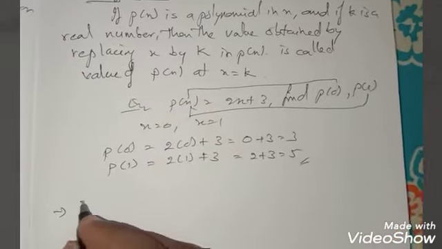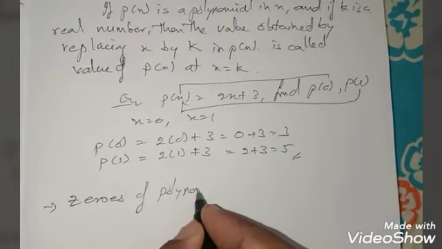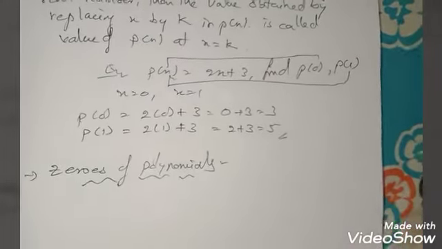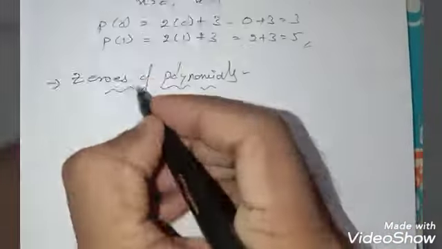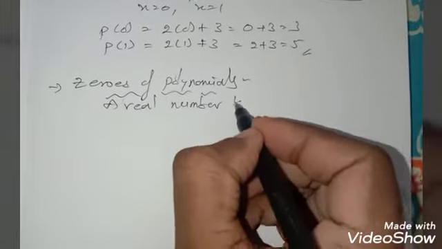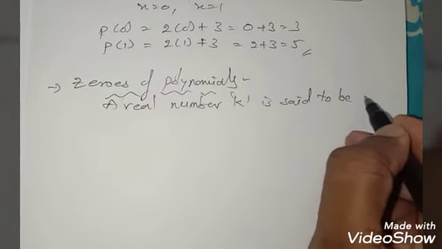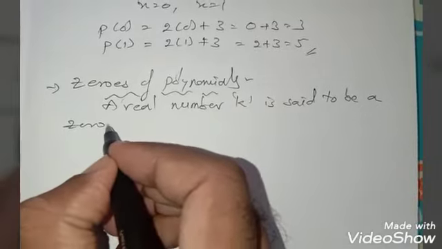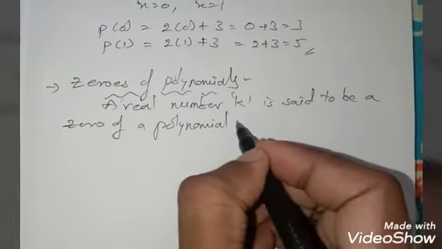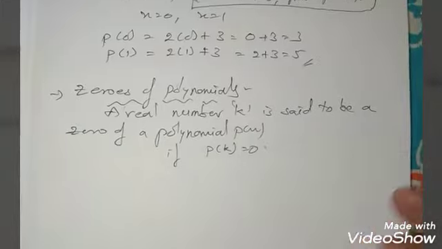So the next topic is zero of a polynomial. Right, now what is a zero of a polynomial? A real number k is said to be a zero of a polynomial p of x if p of k is equal to 0.